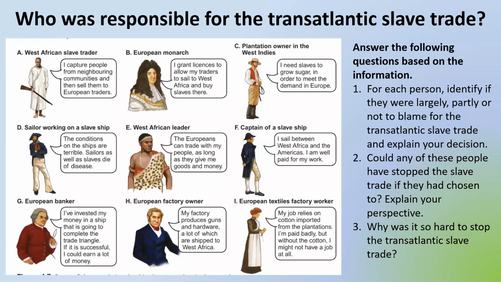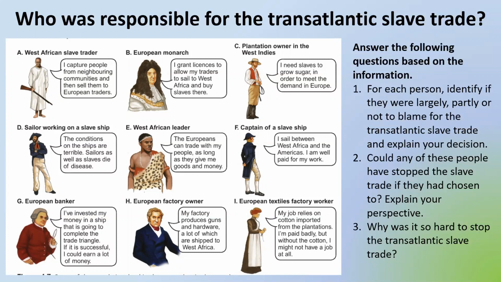Oftentimes too, we look at who's responsible for the transatlantic slave trade. So where can we actually place blame? We've got 9 people here who are involved in some form in the slave trade. For this task, I want you to read through those 9 different people and their involvement. The first thing you need to do is identify, are they largely, partly, or not to blame at all for the slave trade? And I want you to explain a little bit about your decision.